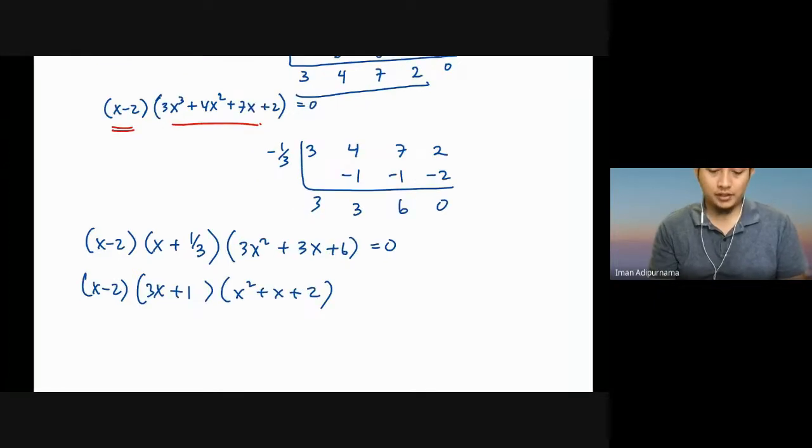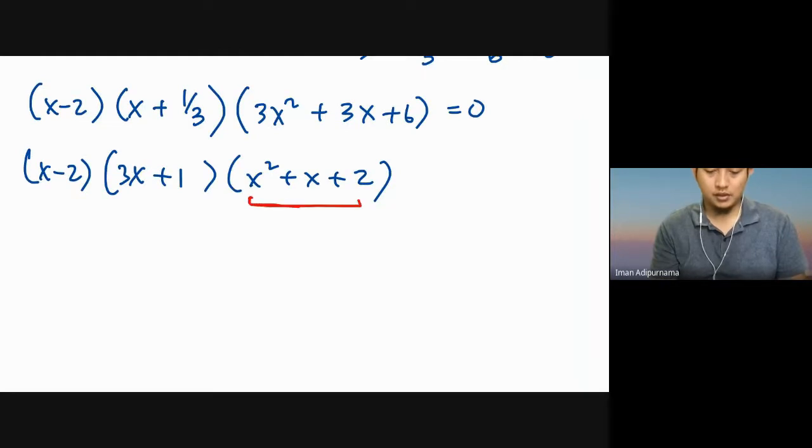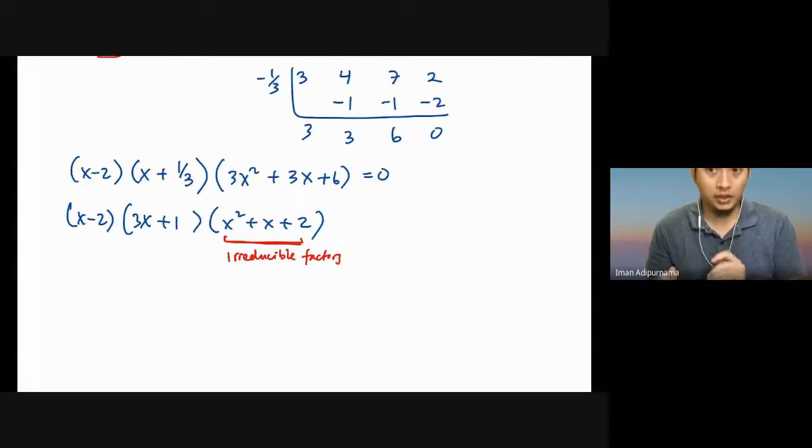When you look at this, can we try to factor? No, right? So this is, again, called the irreducible factors. And in our case now, we are not really including the complex. So we are only looking at the real zeros. So the real zeros will be here and here. So this will be 2 and negative 1 over 3.